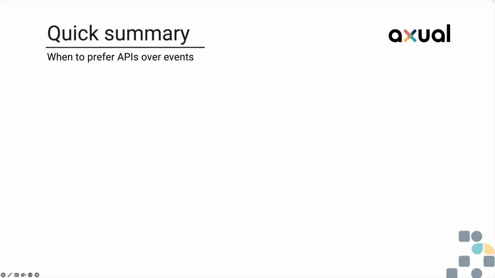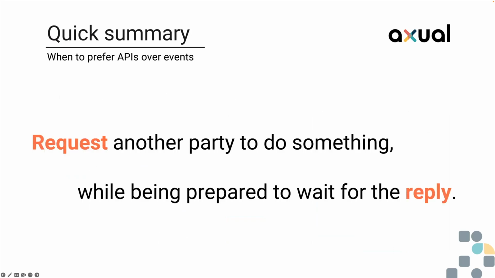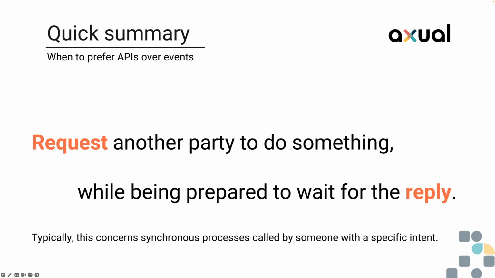So quick summary, when to prefer APIs over events. It's really when you want to request another party, probably a specific party, to do something while being prepared to wait for the reply. Often these calls are synchronous, so while I call somebody else in that same TCP connection, often we get the results of the API back. So it's synchronous processes called by somebody with a specific intent. And in our example, the customer, the bank API, and the mainframe, these are perfect examples of where APIs really work well.